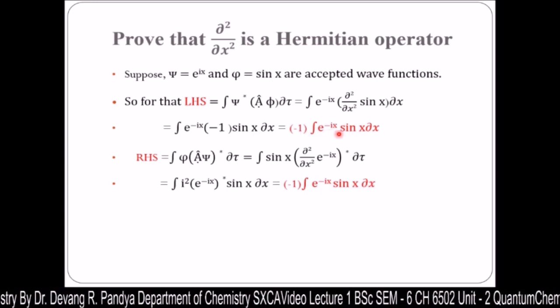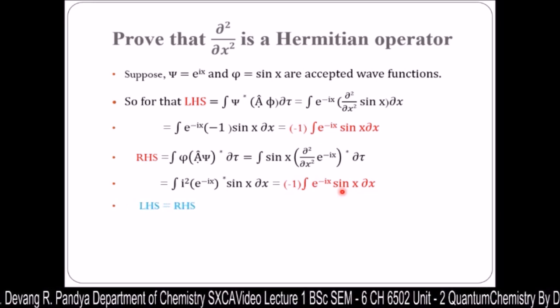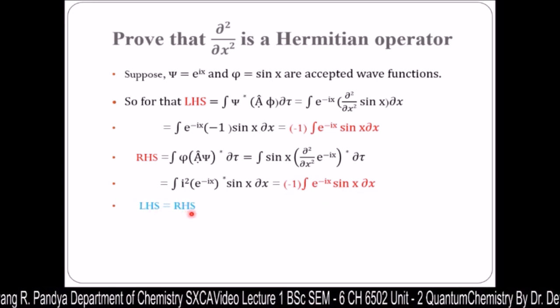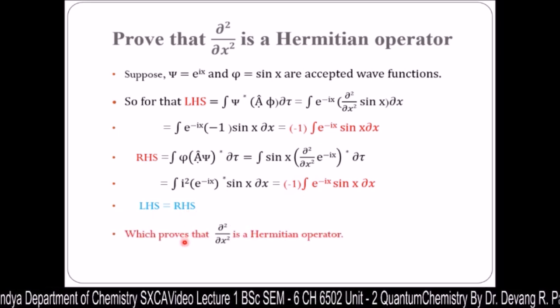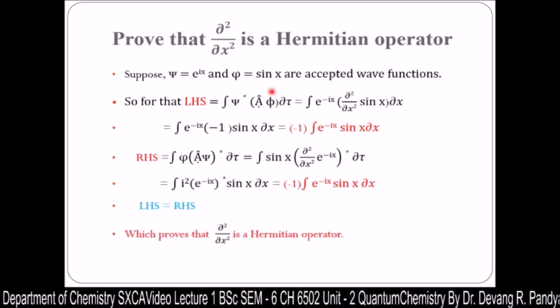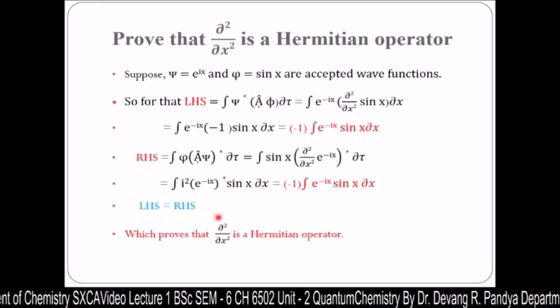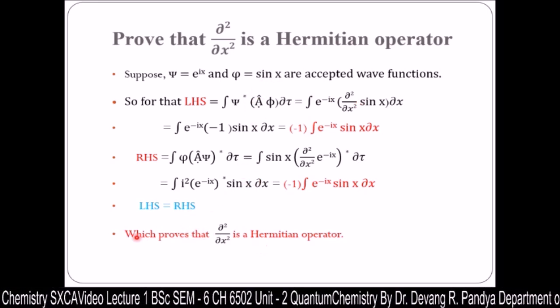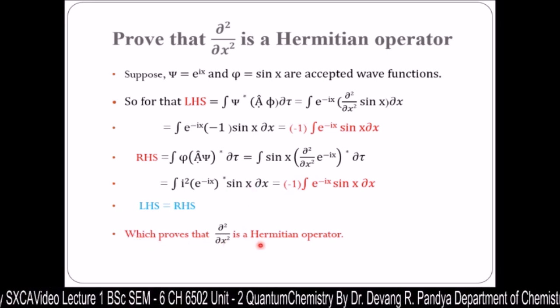Now compare this left hand side with the right hand side. Both are similar, so left hand side is equal to right hand side. Therefore, we can prove that the operator is a Hermitian operator because it obeys the turnover rule. Left hand side is equal to right hand side, that is the turnover rule, and therefore we can prove that this operator is a Hermitian operator.